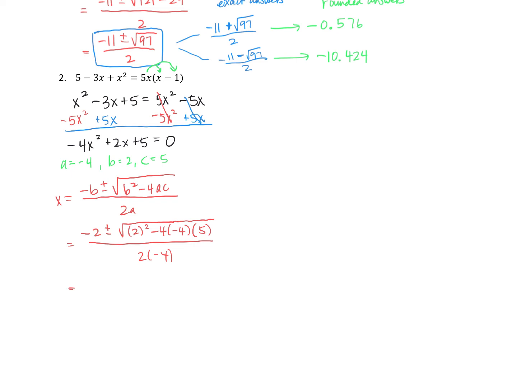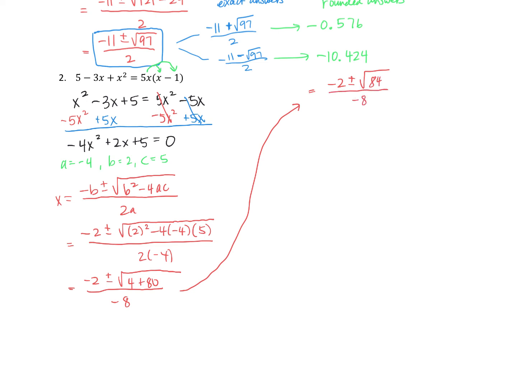So remember that you're going to completely simplify what's in the radical first, and you can also multiply the denominator. So 2 squared is 4. A negative 4 times a negative 4 times 5, well, it's going to be plus 80 all over 2 times negative 4 is negative 8. We can add up what's under the radical. So we will get negative 2 plus or minus the square root of 84 all over negative 8.